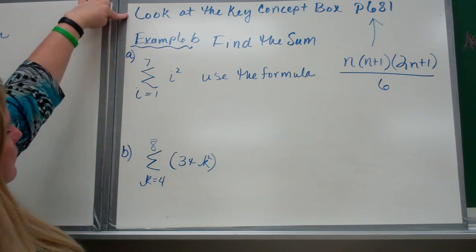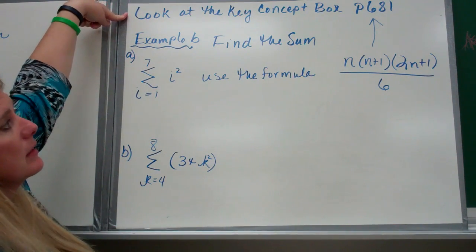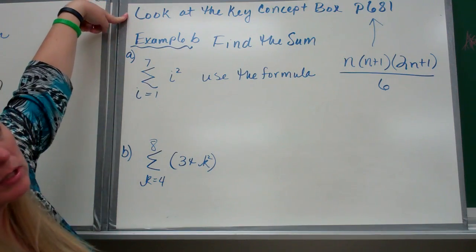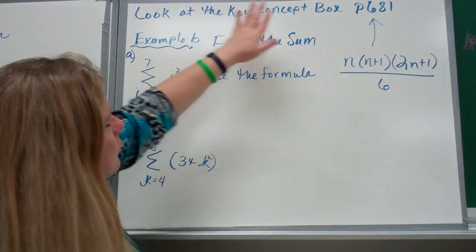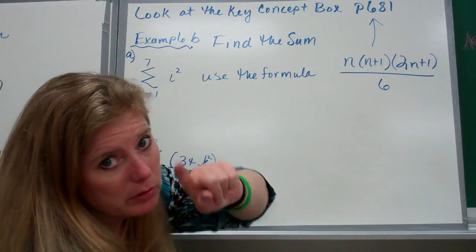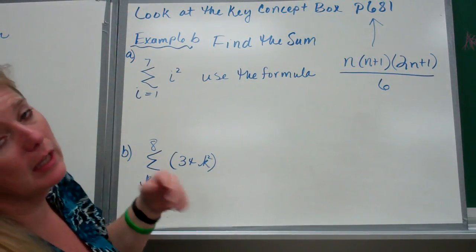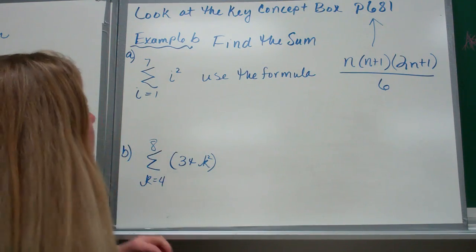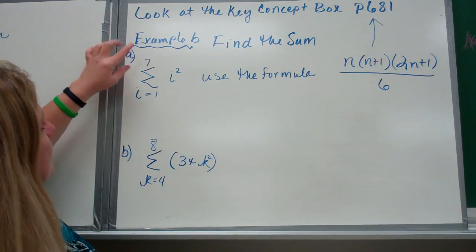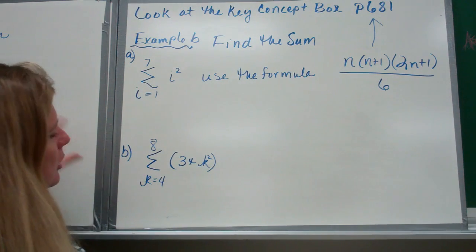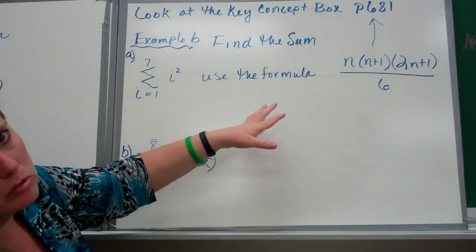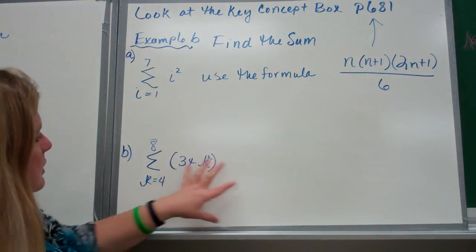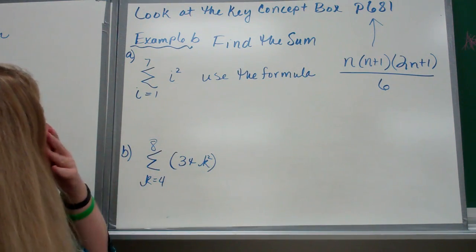Alright. Look at the key concept box on page 681 in your textbook. That's where this formula comes from. They give you 3 different formulas in that box, but it's your responsibility to find those and get those in your notes, whatever. Okay, example 6 is to find the sum. Here we wrote the sum in summation notation. Now we're actually going to use a formula to find it, and then we're just going to write it out to find this one. Okay?